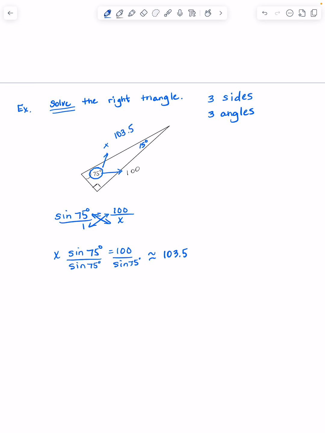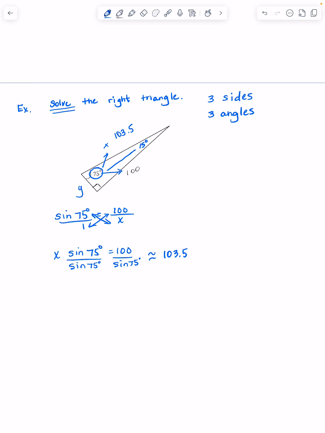Now, you have a couple choices here. One would be, it's a right triangle and I'm given 2 sides, so you could use the Pythagorean theorem and solve for that third side. Or you could use trig again. In this case, I'm going to use 15 degrees because I found 15. And I'm going to call this other side that I'm looking for y.